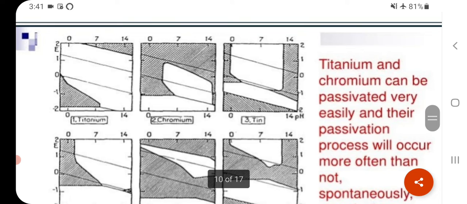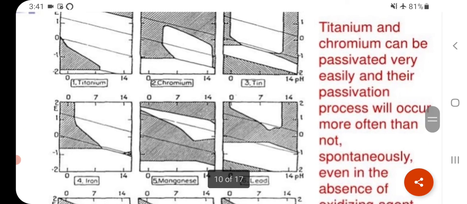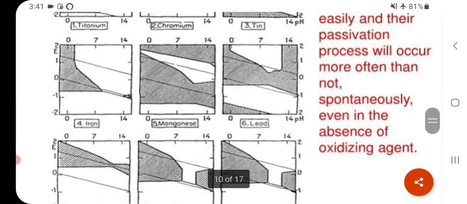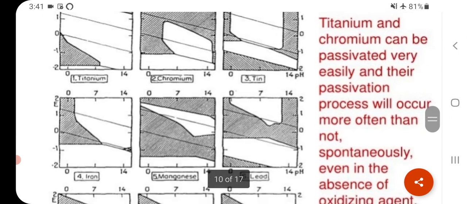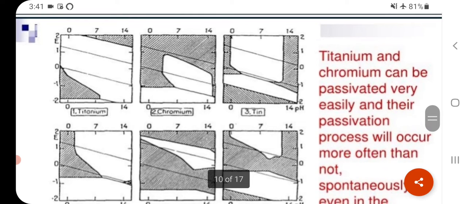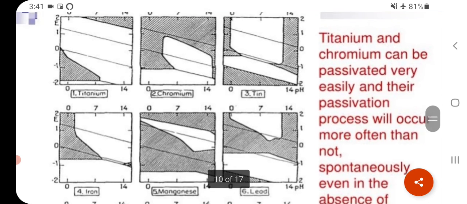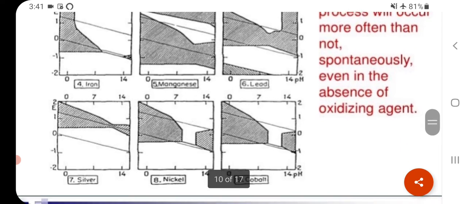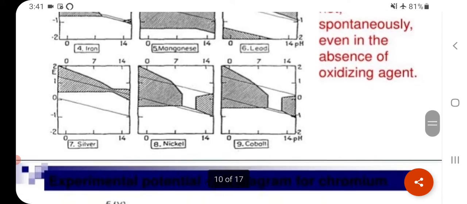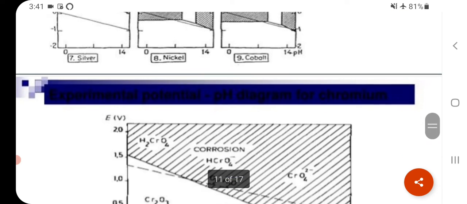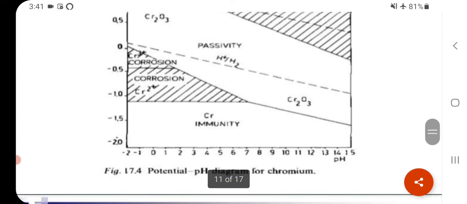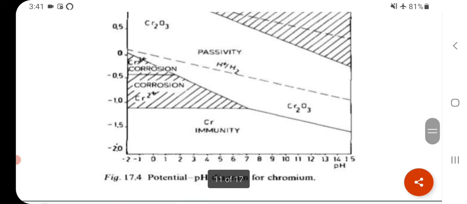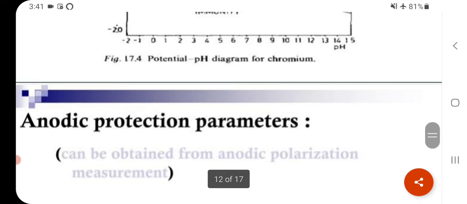Titanium and chromium can be passivated very easily, and their passivation process will occur more often than not spontaneously, even in the absence of an oxidizing agent. These are the graphs. First is titanium, second chromium, third tin, fourth iron, fifth manganese, sixth lead, seventh silver, eighth nickel, ninth cobalt. Potential-pH diagram for chromium.